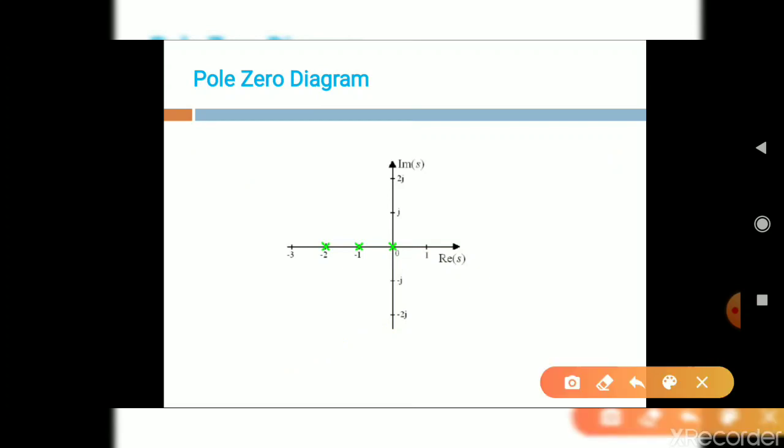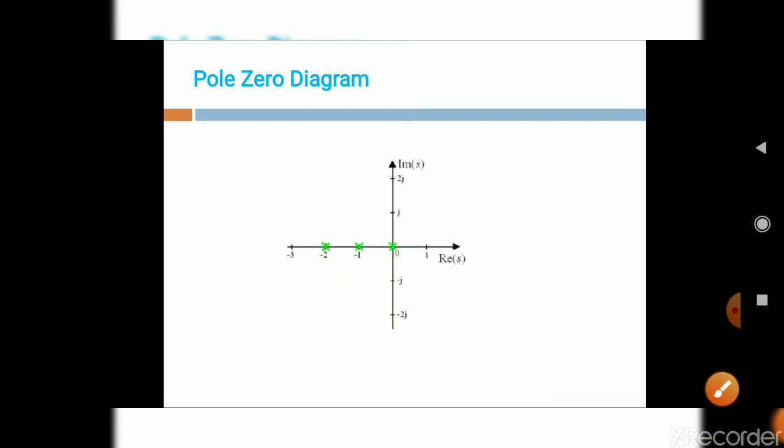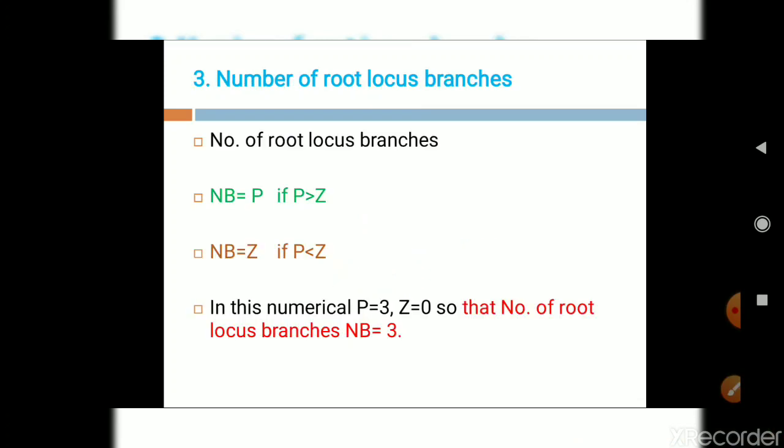So here I have the first pole at s equal to 0, the second pole at s equal to -1, and the third real pole at s equal to -2. Okay, so this is the pole-zero representation. There is no zero present in this transfer function. Now, next step.